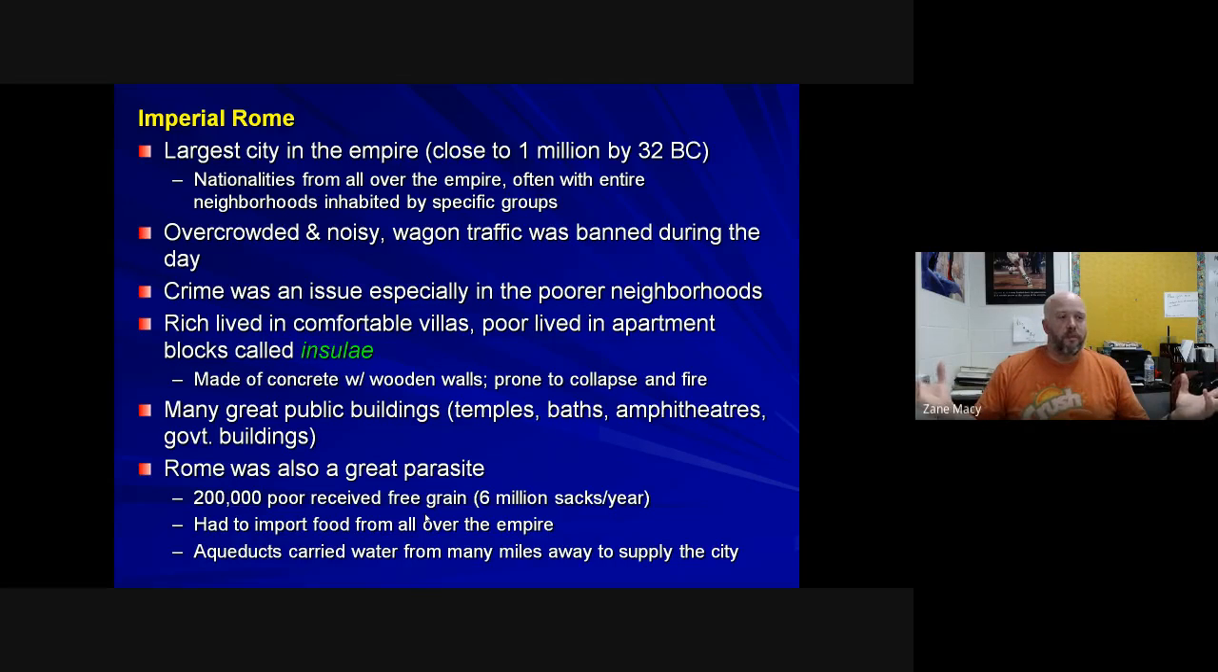Aqueducts were built all over this region, but really all throughout the empire. It's not like you're going to have aqueducts that carry water from the Swiss Alps all the way to Rome. It wouldn't go quite that far, but they had to find ways to get enough fresh water in the city to provide for the people.